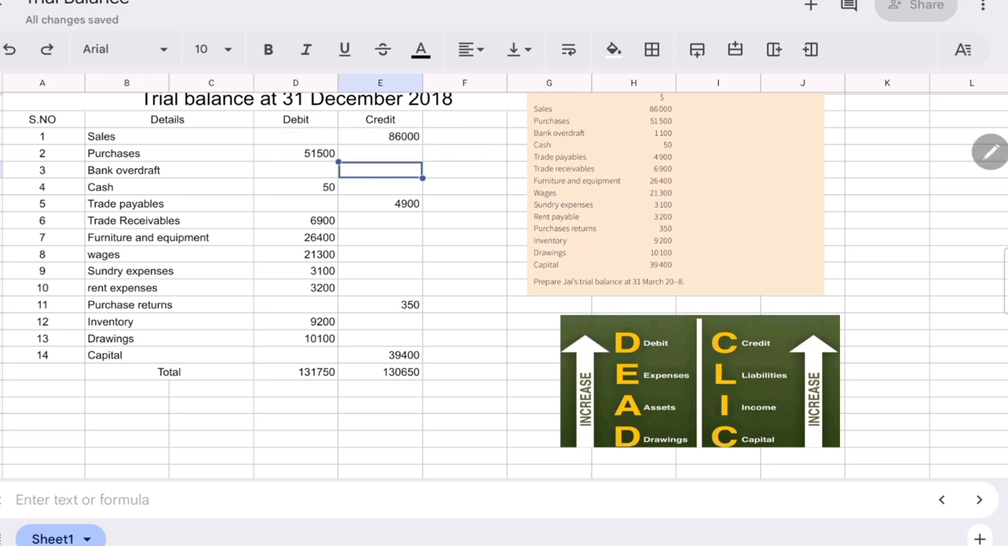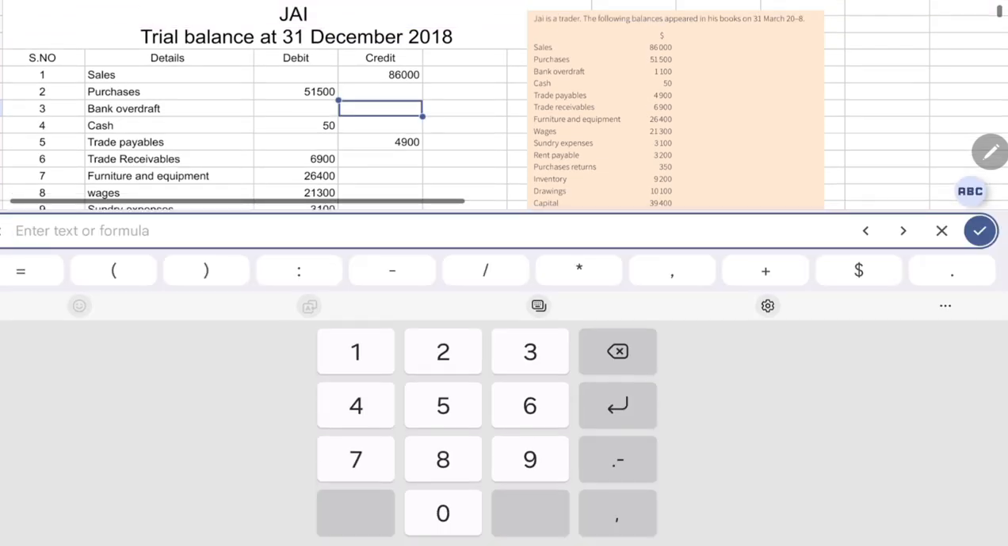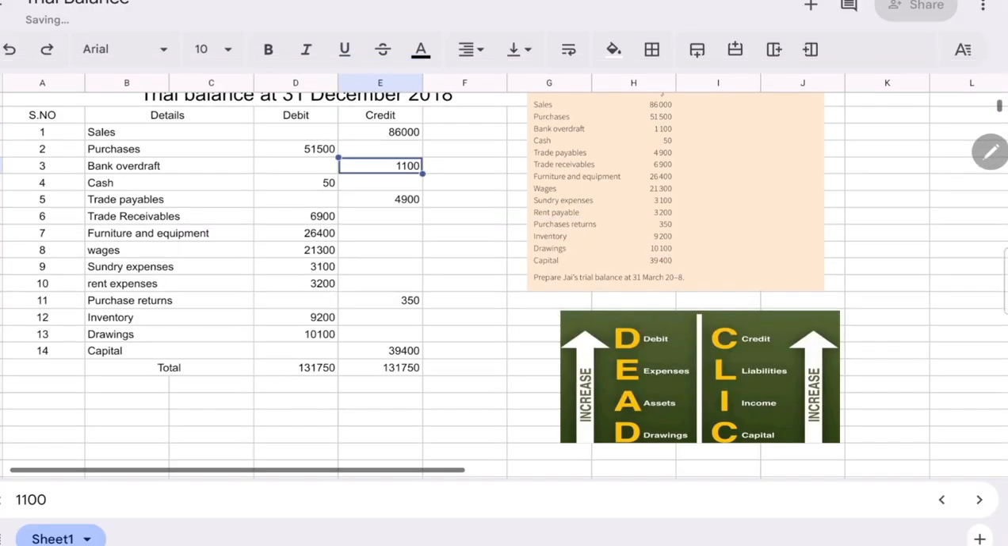And then here I enter the amount. So this time you can see the balances are equal. So we can understand that if we skip something or any errors happen, the trial balance totals are not equal. At that time we can understand that an error has happened.